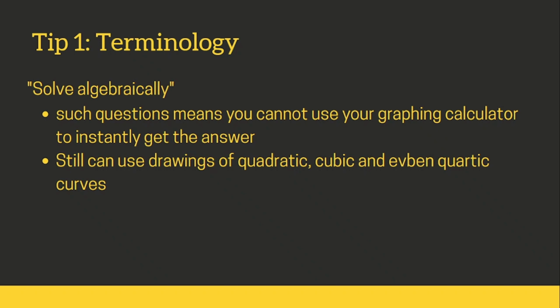Nonetheless, you can still use drawings of quadratic, cubic, and even quartic curves. What this means is that you can think of the quadratic curve, which is x power 2, cubic curve, which is x power 3, and quartic curve, which is x power 4, to determine what will happen. This is a bit unclear, but I'll explain more in the third tip.